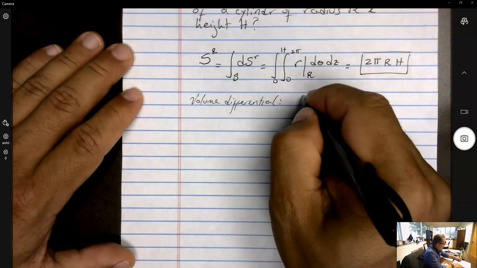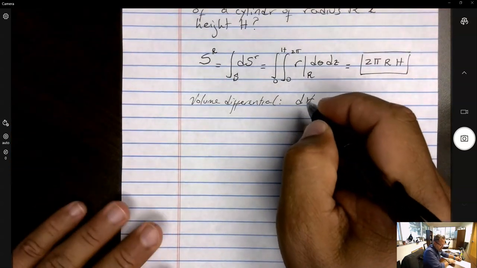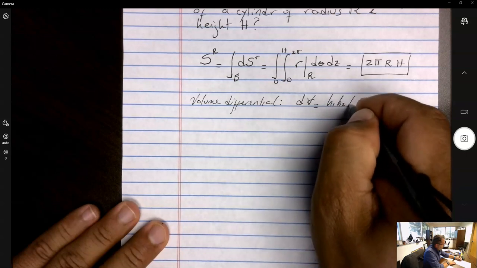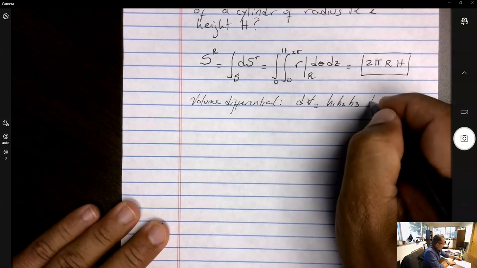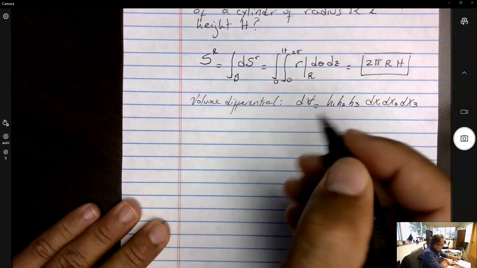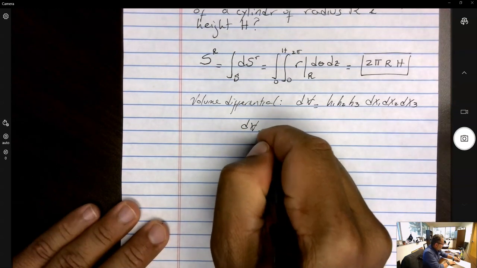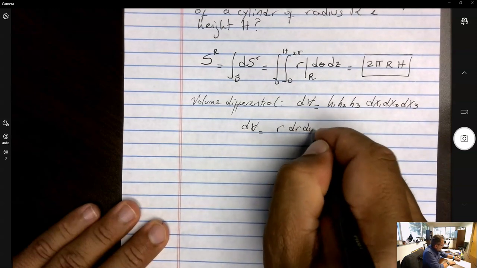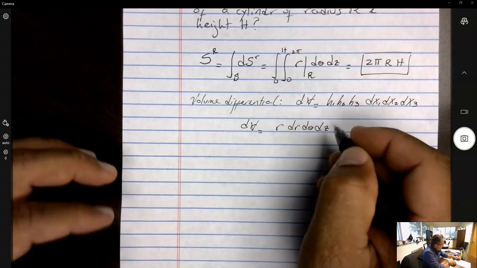So that would be dV is equal to h1, h2, h3 times dx1, dx2, dx3. And therefore, the volume differential would be r dr d theta dz.